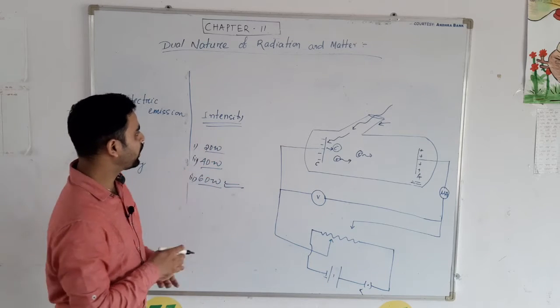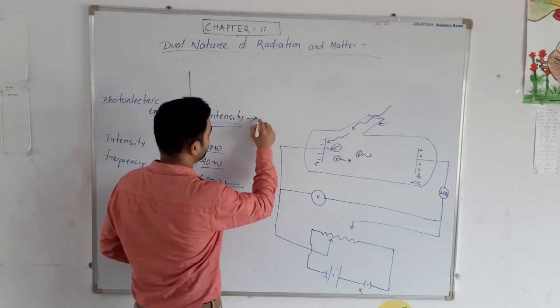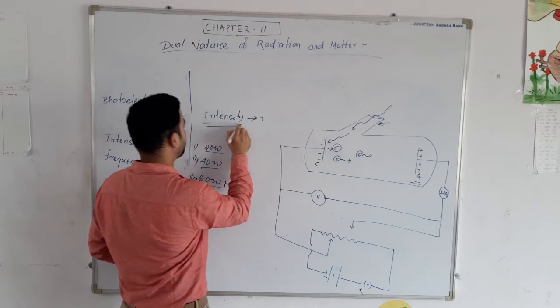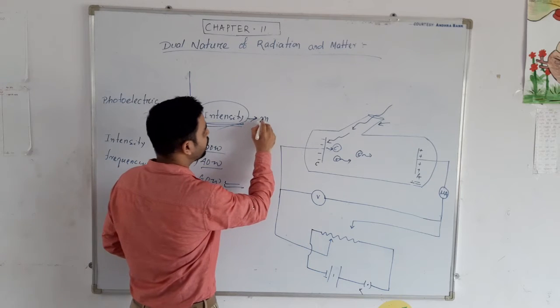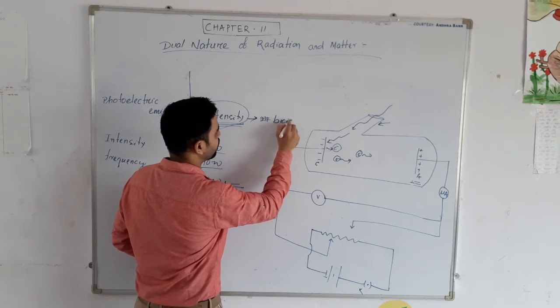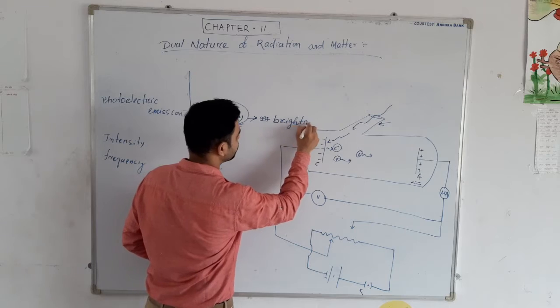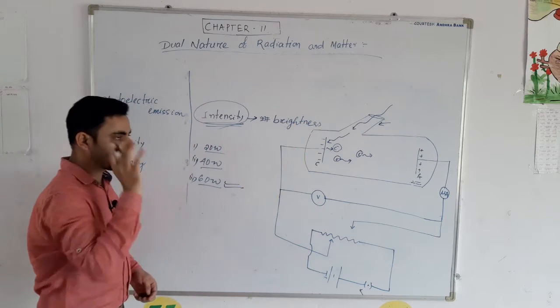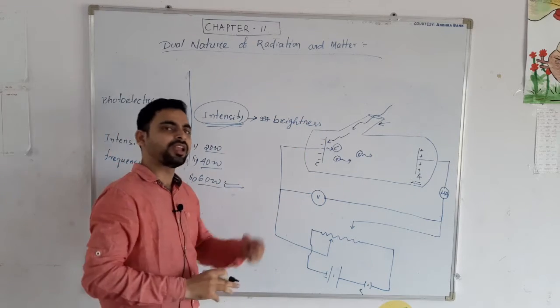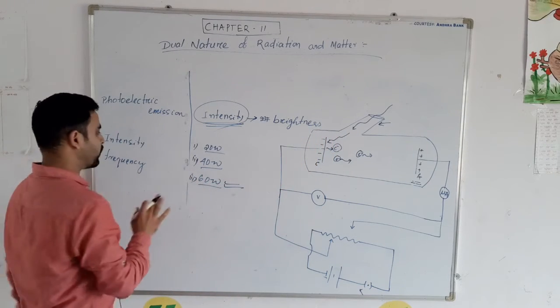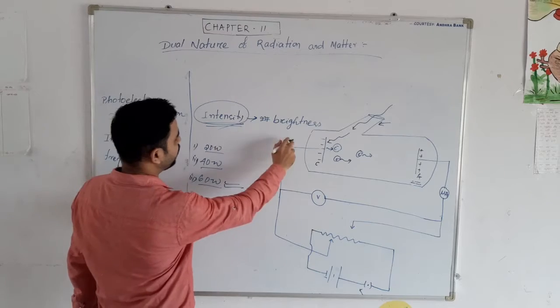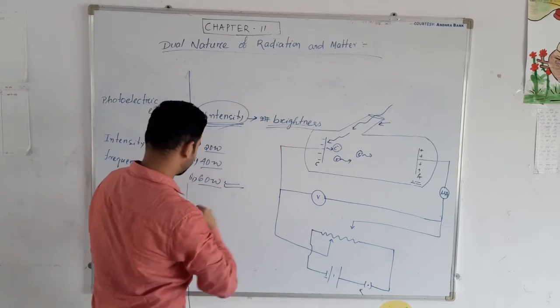So intensity gives us brightness. More brightness means more intensity. We can judge intensity by the factor called brightness. An object or light which has more brightness, I can say it has more intensity. So we can say that more intensity means brighter.